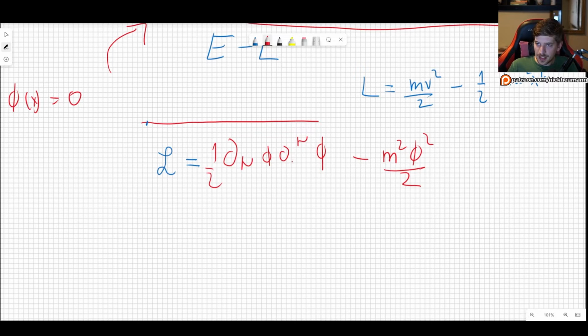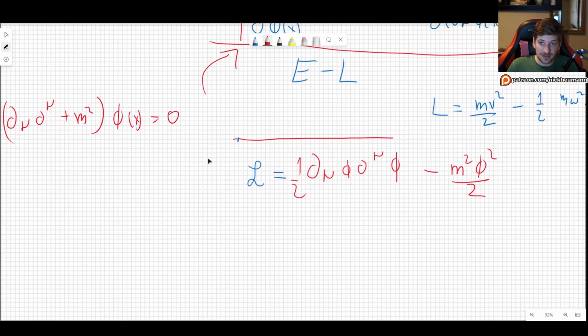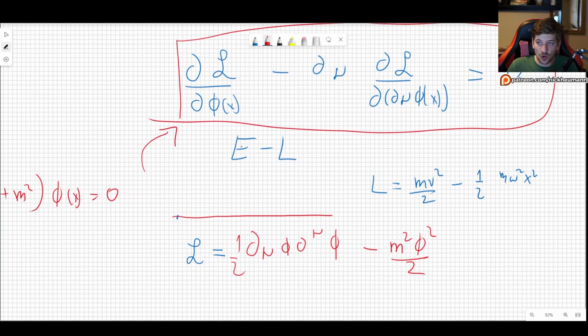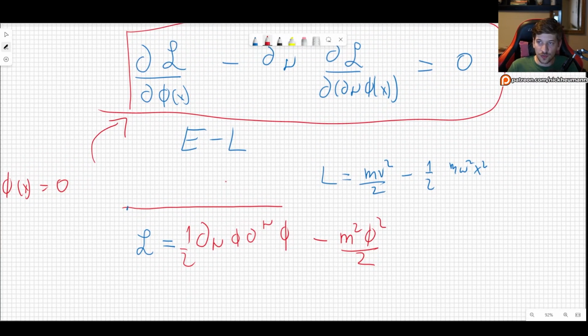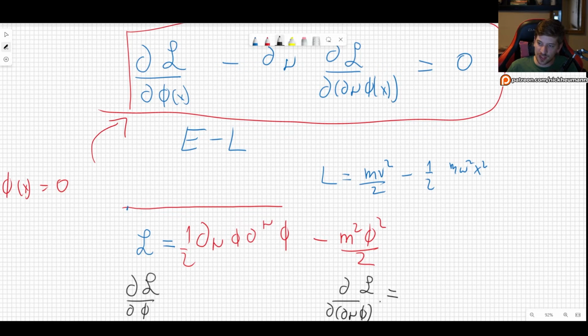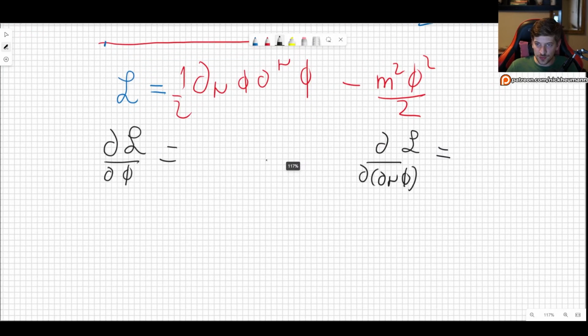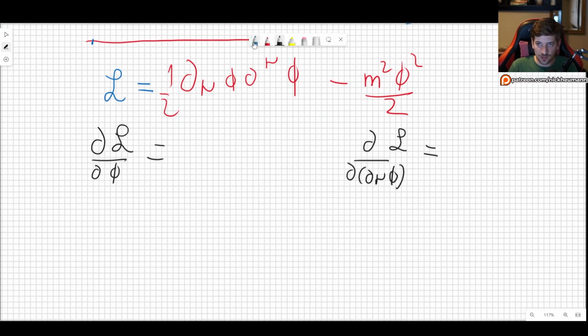Okay, so if this is the Lagrangian, let's check that. Let's apply the Euler-Lagrange equation. For that, we need to calculate two quantities: the derivative with respect to the field, and also the derivative with respect to the field's derivative. So let's begin with the first one, the one on the left, which is the easiest one of the two.